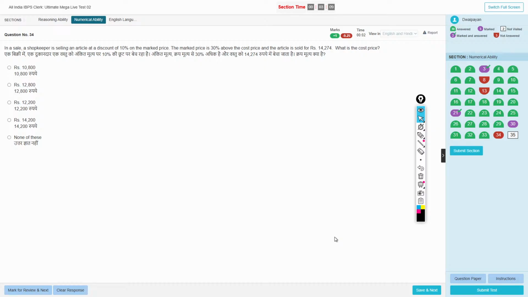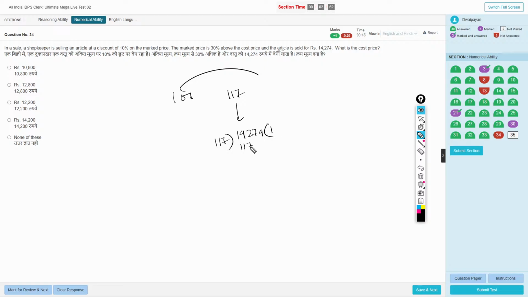In a sale, a shopkeeper sells an article at 10% discount on the marked price. The marked price is 30% above cost. So 117, the selling article sold at. What was the cost price? 14274, 117. Right. So 1117. So 5272. So 12. These two options. Okay, unit digit. Last time it will go with 8 times. No, 2 times. Yeah.